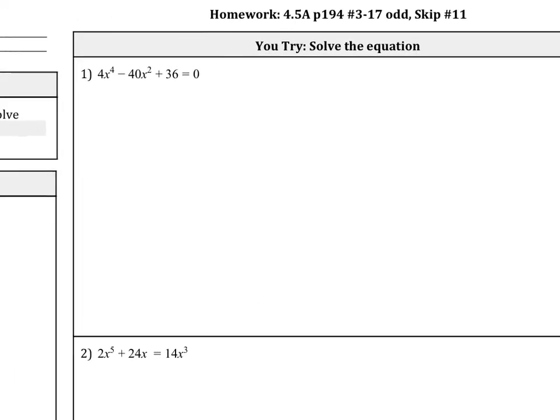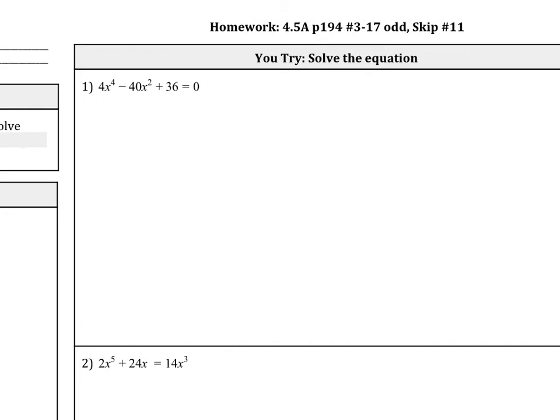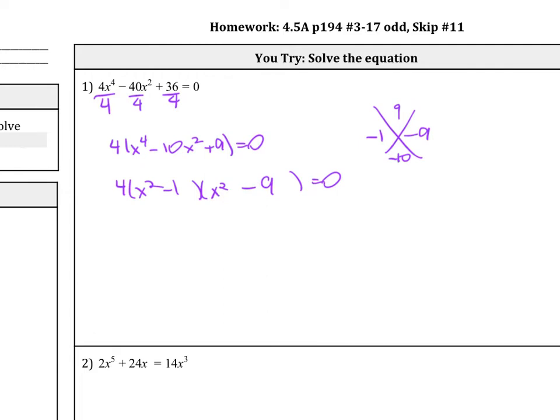So you try, solve the equation. Look at the GCF if there is a GCF, and then factor. So hopefully you got this far. You divided by 4, then you would have gotten 4 times x to the 4th minus 10x squared plus 9 equals 0. So remember from the previous lesson, when you have a higher power, this is okay.